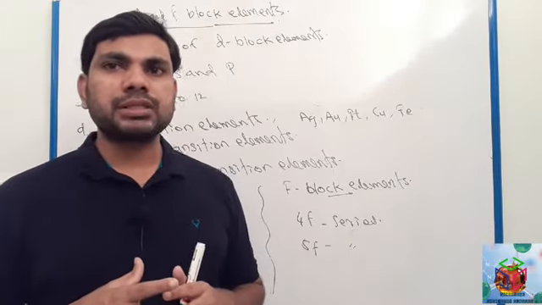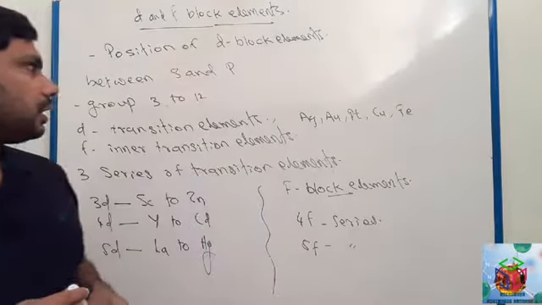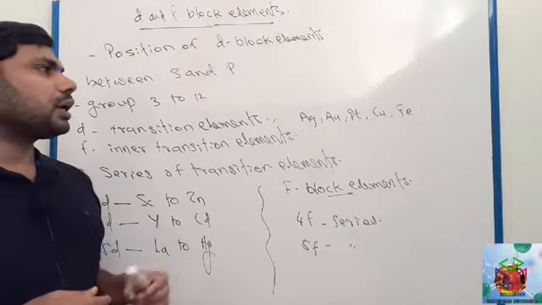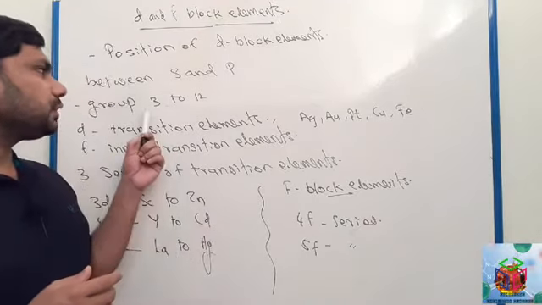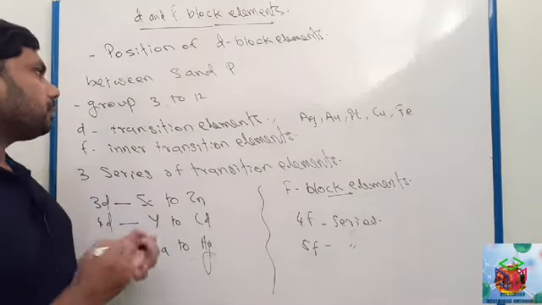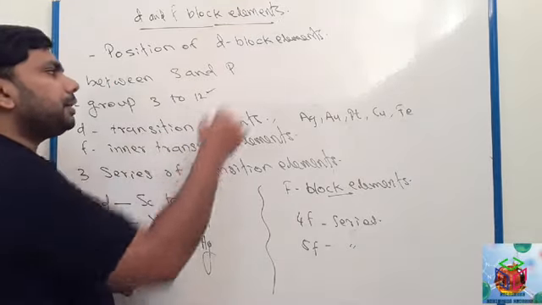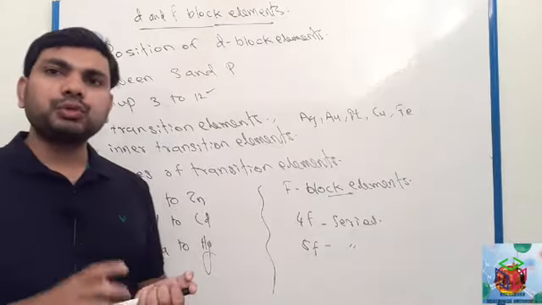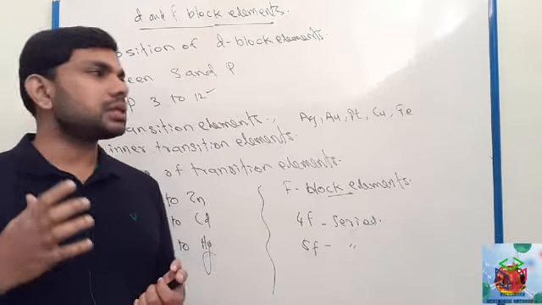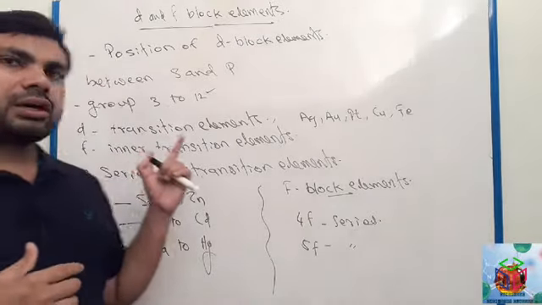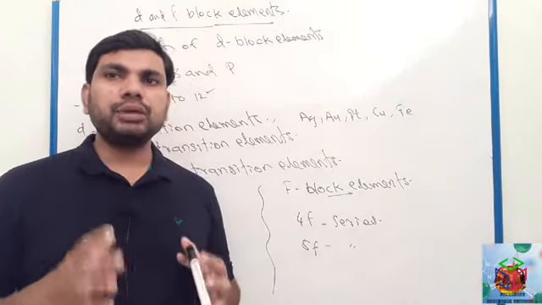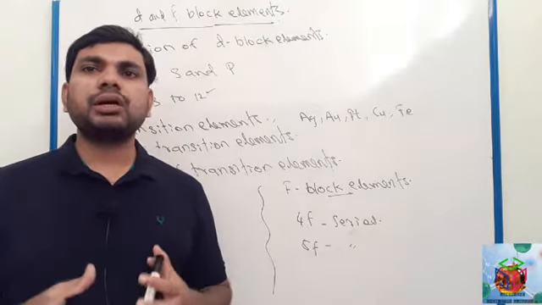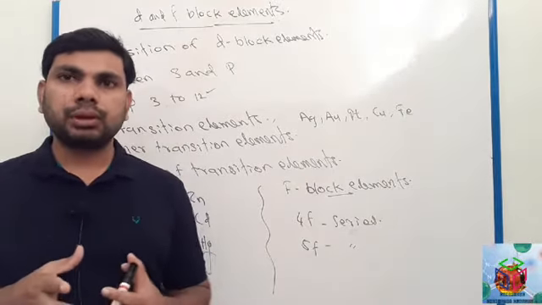In the periodic table, the D block elements are in group 3 to group 12. The elements coming between group 3 and group 12 are the D block elements.